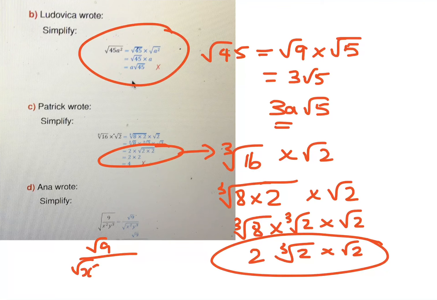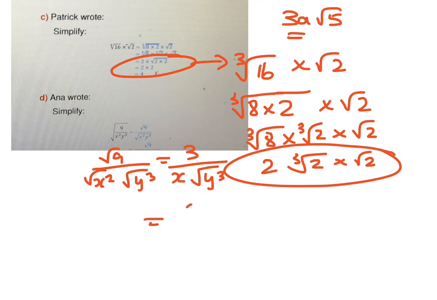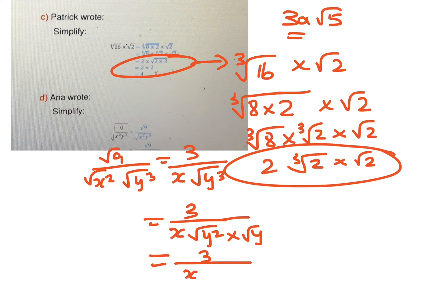That is root 9 on root x squared on root y cubed. Root 9 is 3. Root x squared is x. And then it's the square root of y cubed. What you could actually do there is pull a square out of that one. So it's y squared times y. So it's 3 on x, y times root y. And that's as far as you can go.